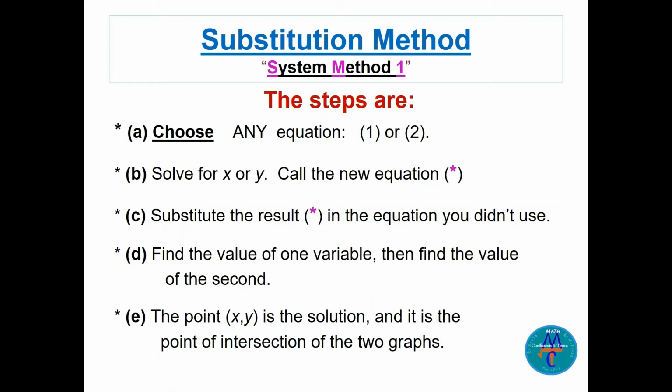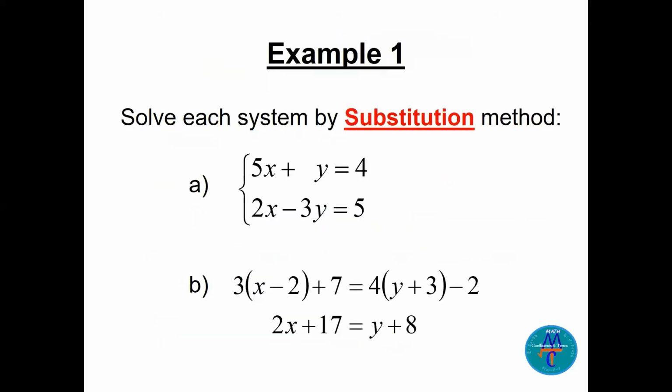The first method is the substitution method. It's not difficult. Substitution, from the meaning, we will substitute something in something. So the steps here are so easy. Choose any equation, 1 or 2, if we have 2 equations. Choose any one you like, the simplest. Solve for x or y from the equation you have chosen, and then call the new equation star. Now we substitute the result star in the equation we did not use. Now we find the value of one variable, and then we can find the other one, and then we get the solution. Let's see examples to explain the idea.